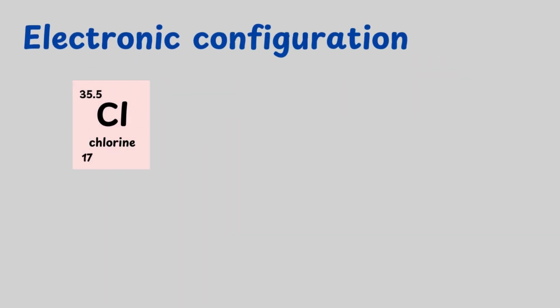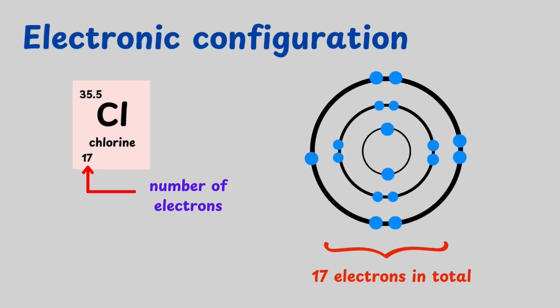This is an example for the electronic configuration of chlorine. First, identify the number of electrons. In this case, the number of protons equals the number of electrons because it is an atom, so there are 17 electrons. Draw the electrons starting from the first innermost shell and going outwards. Notice that the electrons are paired from the second shell onwards.